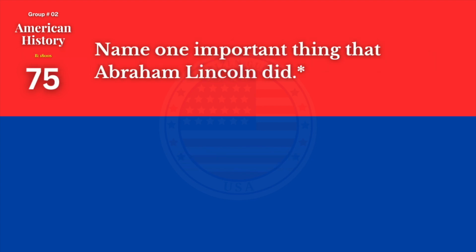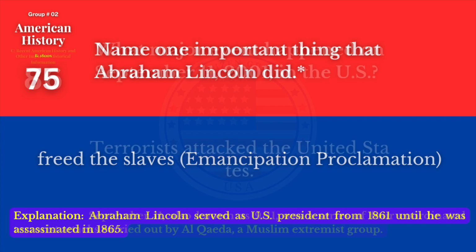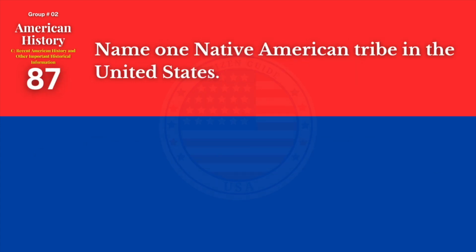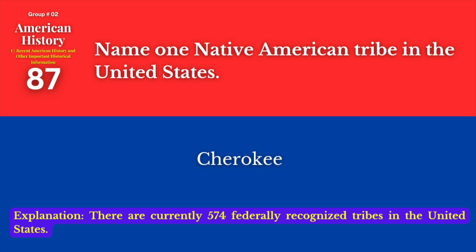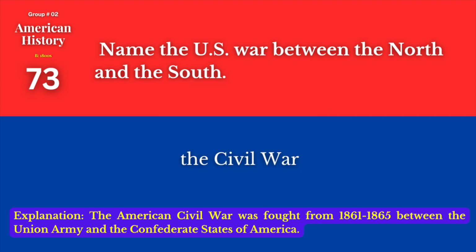Name one important thing that Abraham Lincoln did. Freed the slaves, Emancipation Proclamation. Name one Native American tribe in the United States. Cherokee. Name the U.S. war between the North and the South. The Civil War.